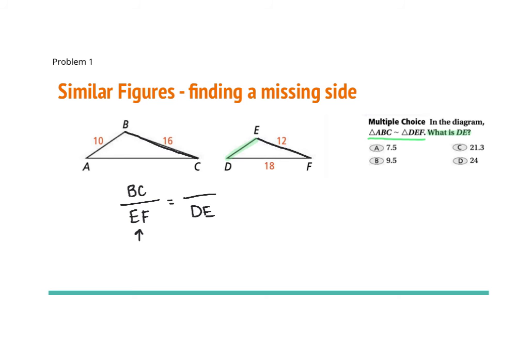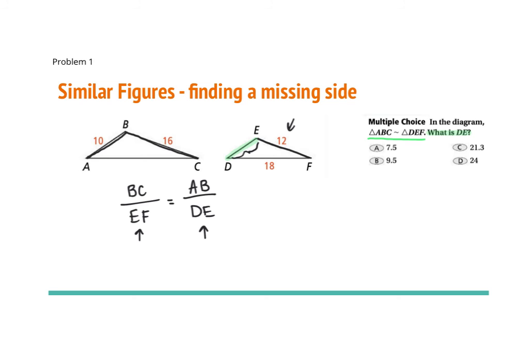See how EF is from the smaller triangle? That means that DE would have to be on the bottom. And BC was from the larger triangle, so AB would have to be on the top. The reason we picked AB is because it corresponds to DE. So AB over DE. Remember, each time you are writing a proportion, the two that are in the same fraction should be the ones that are corresponding with each other. DE is the same side as AB, only in the larger or the smaller figure.